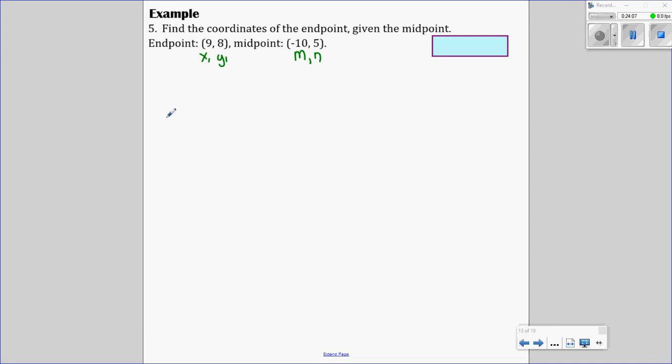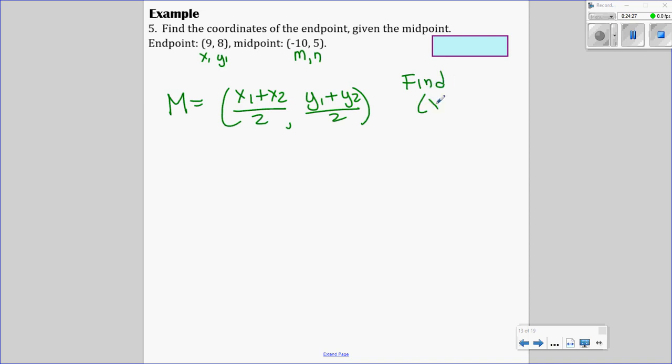So again, you're using the same formula. Same formula. So I'm going to write that formula there. x1 plus x2 over 2, comma, y1 plus y2 over 2. So basically, you need to find x2, y2. That's what you're looking for. You have this and you have that. So how do you do this? You can split this up.